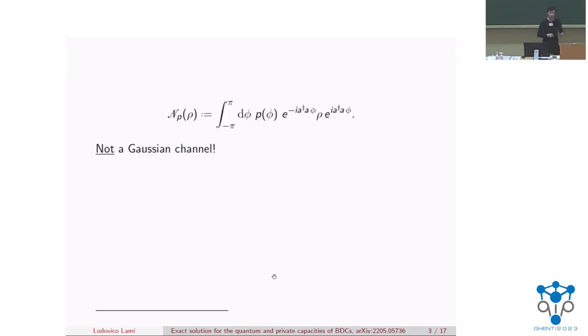The first important thing to observe is that this is not a Gaussian channel. The reason is that this unitary would be Gaussian, since this is just rotations in phase space. There's nothing more Gaussian than that. But the point is that Gaussian channels are not happy when you take convex combinations of them, and here, this is exactly what we're doing. So this does not behave as a Gaussian channel unless the probability distribution is trivial.